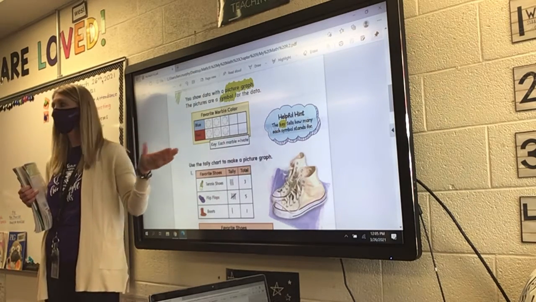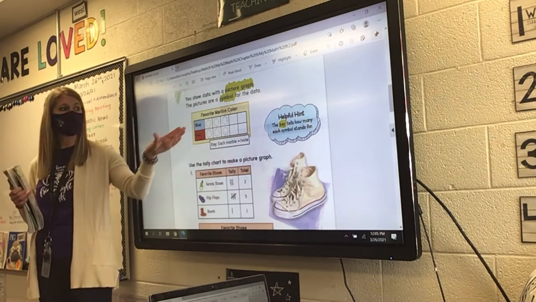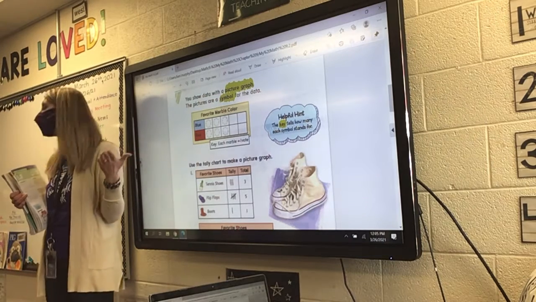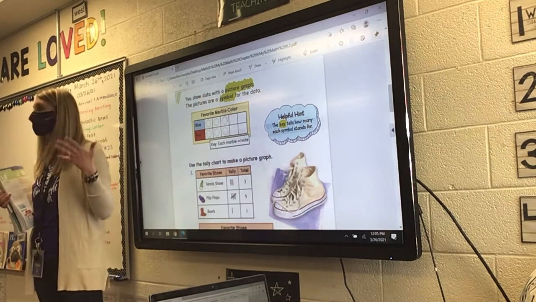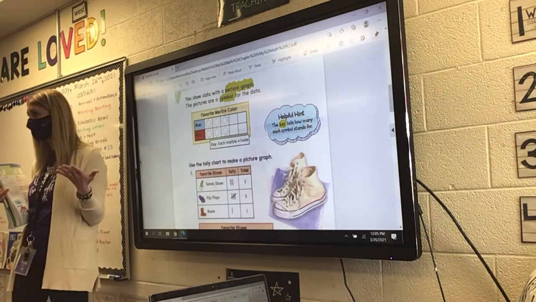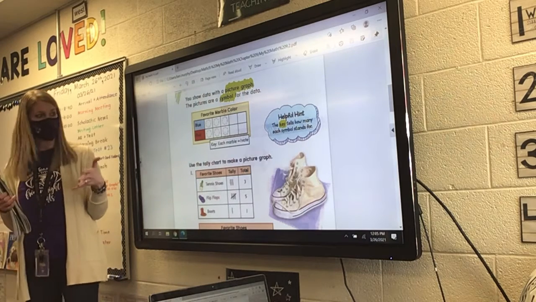So on this one, is there a color that has the most? No, there isn't a color that has the most. It is a tie. They're both at 3, so it's a tie. So there's not one that has the most, not one that has the least. And sometimes that happens on charts and graphs.